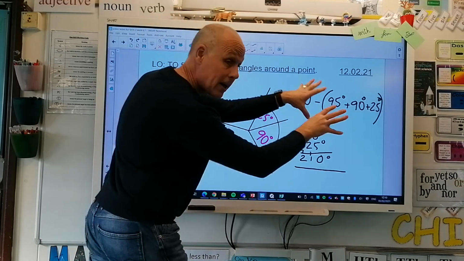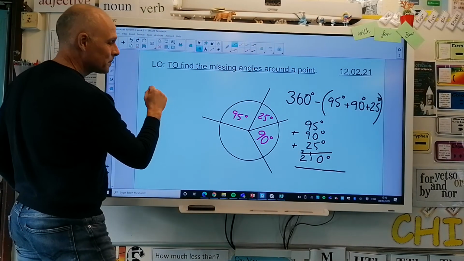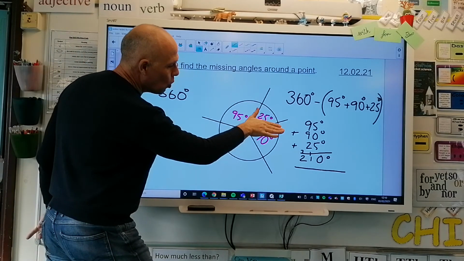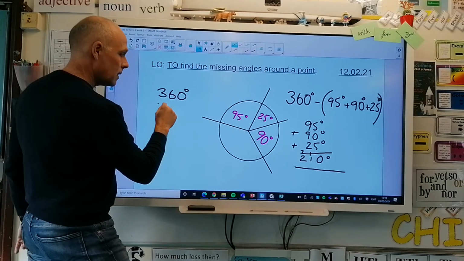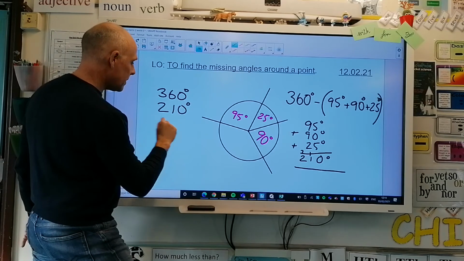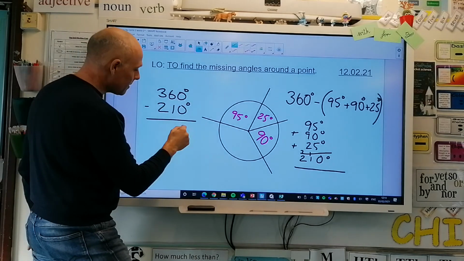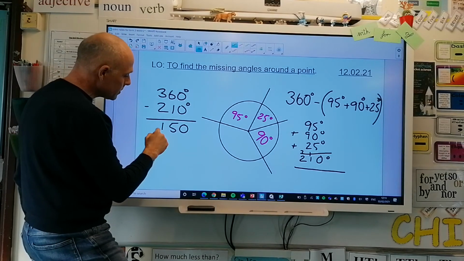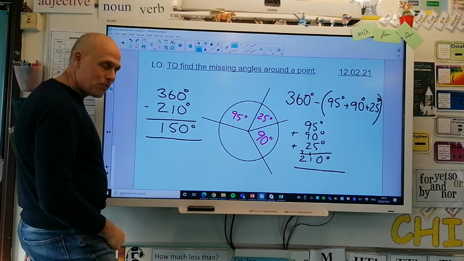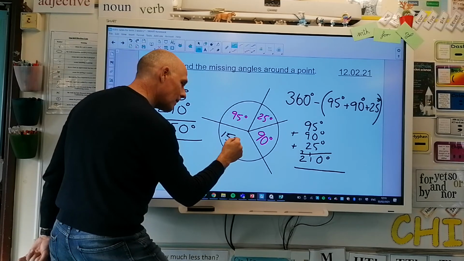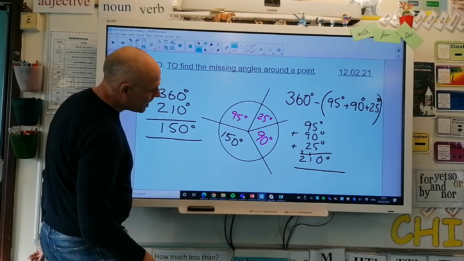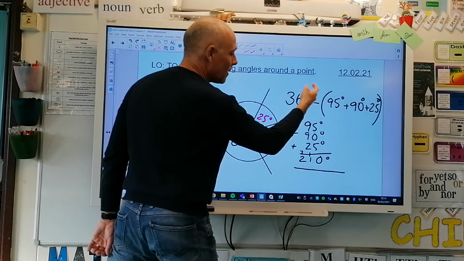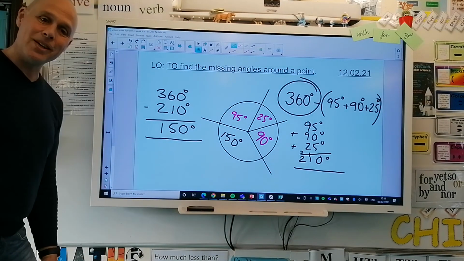Excuse me, I've run out of room over there, so I'm coming over here. So that's 360 degrees, subtracting all that as one value. Here we go. 0 from 0 is 0, 1 from the 6 is 5, 3 subtract 2 is 1. 150 degrees. That's the missing angle. And if you were to add all of those up, hopefully you would get 360 degrees.